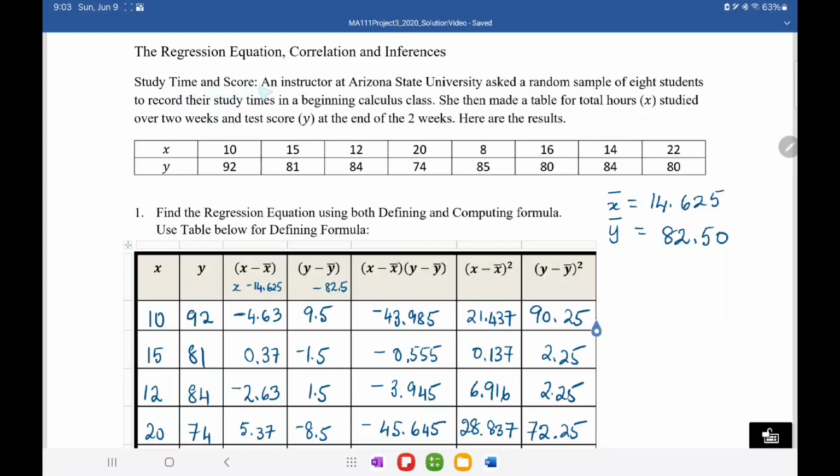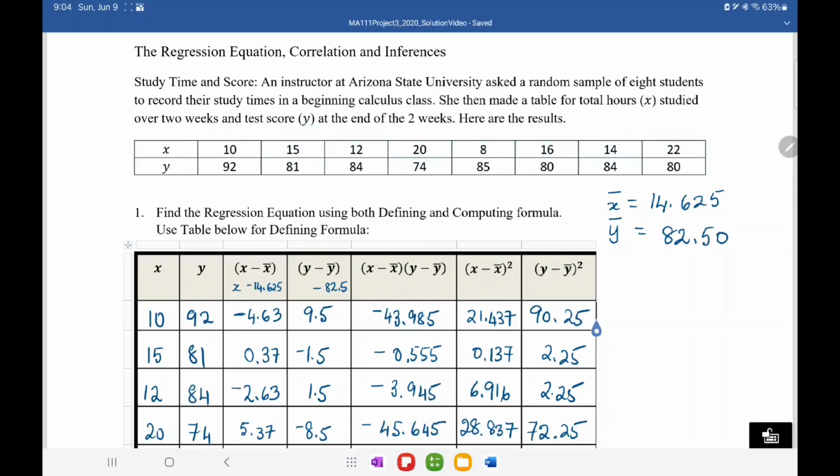It's study time and score. An instructor at Arizona State University asked a random sample of 8 students to record their study times in a beginning calculus class. She then made a table for total hours X studied over 2 weeks and test score Y at the end of the 2 weeks. Here are the results.